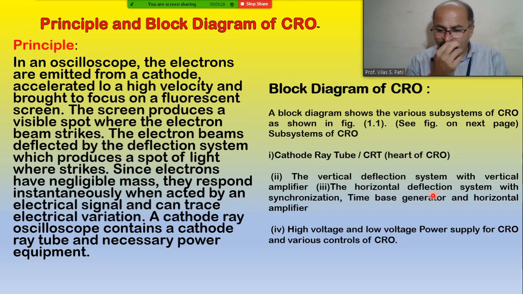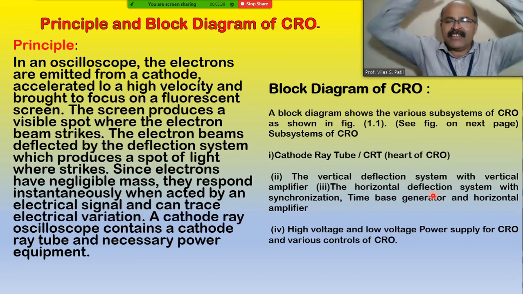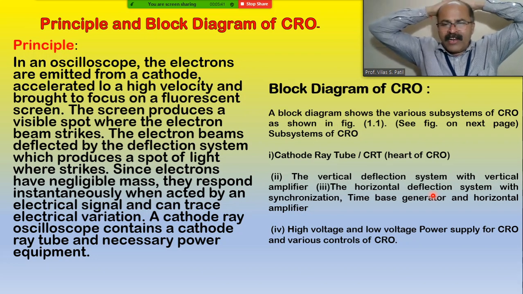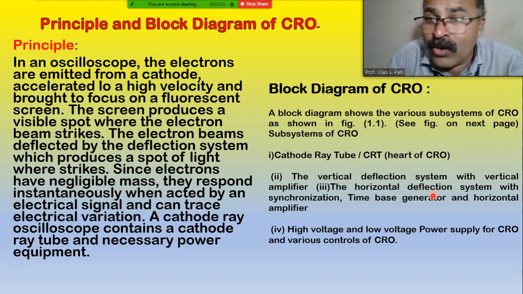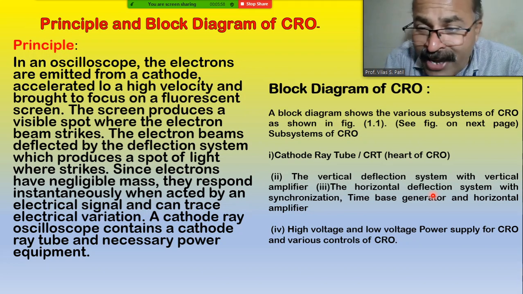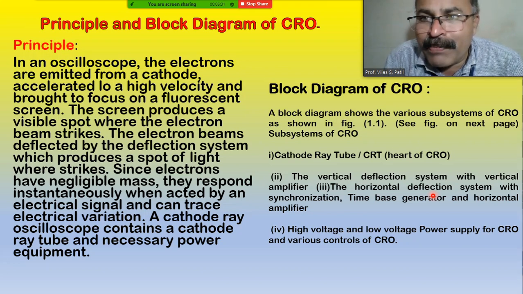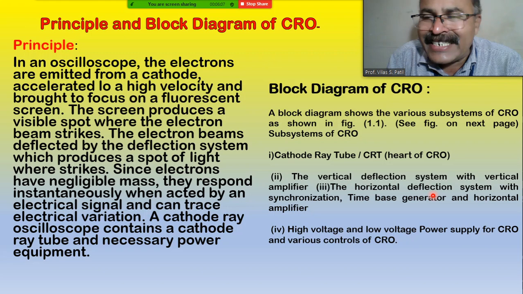Number four is the high voltage and low voltage power supply for the CRO, and various controls of the CRO. That is the last, for the requirement of the CRO. There is the power supply, and that power supply is divided into two groups. One is the high voltage power supply, where the voltage is very high. High voltage is produced by using a step up transformer, and low voltages are produced by using a step down transformer.